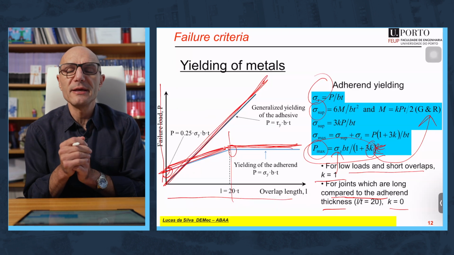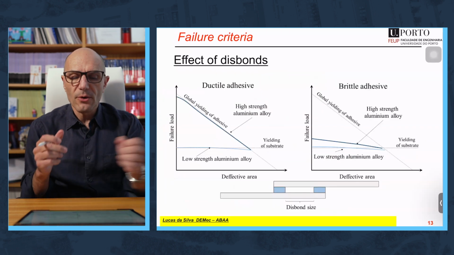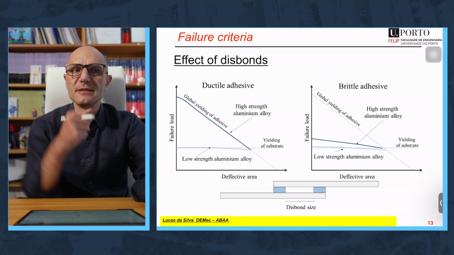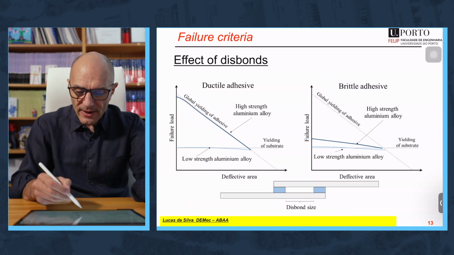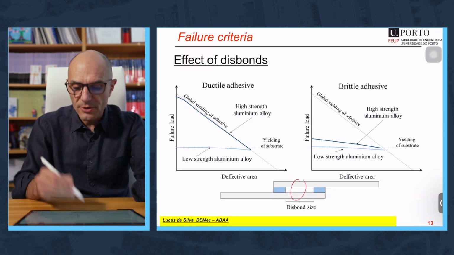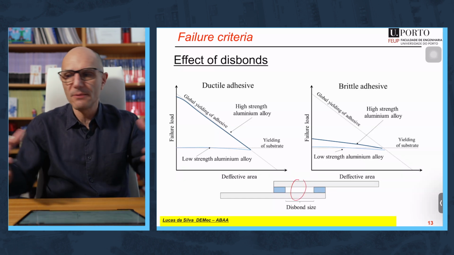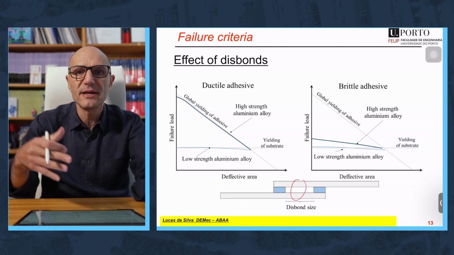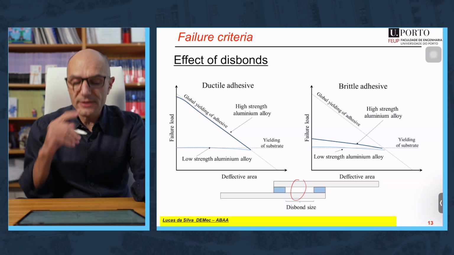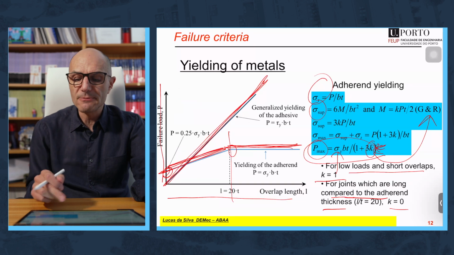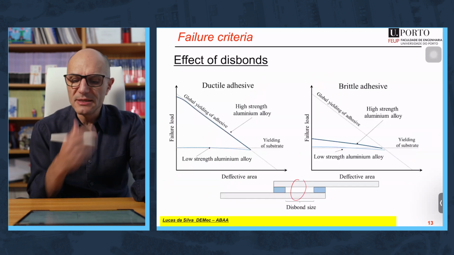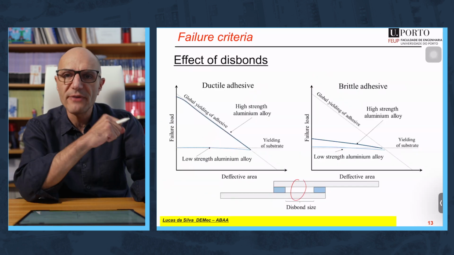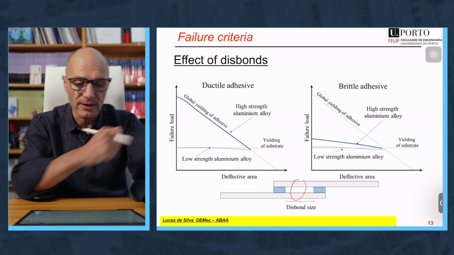Understanding the joint mechanics is useful to understand the effect of disbonds. Places in the adhesive joint where you don't have adhesive can occur typically in the middle, because at the edges with your eyes you can see if there is adhesive or not. But in the middle, is there adhesive? If you understand this, that I explained, and the global yielding of the adhesive, then you can understand what's the effect of a disbond on the joint strength.